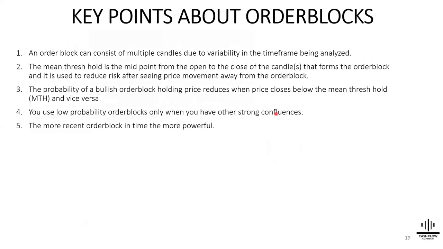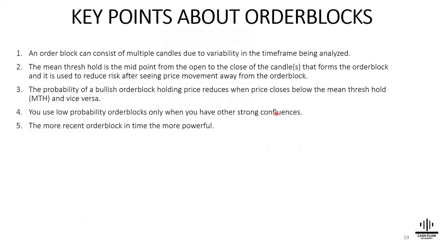Now, a few key points. An order block can consist of multiple candles due to variability in the time frame being analyzed. So you can find that a 4-hour order block may consist of 4 order blocks in a 1-hour time frame. Just because there is more than one candle doesn't mean it's not an order block. But what classifies an order block is that they are consecutively the same candles. So if it is a bullish order block, you want to see consecutive down close candles. You don't want to see, let's say, 4 down close candles, then 2 up close candles and 1 down close candle. You want to see all the candles being down close candles.